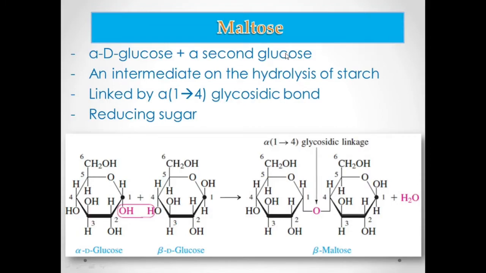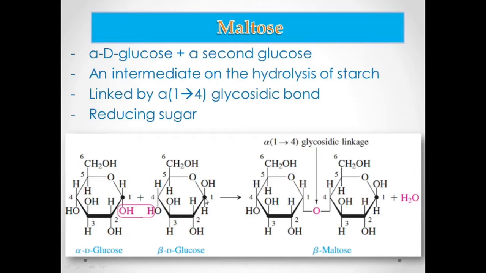This is now the chemical reaction of two monosaccharides. You have your alpha D glucose plus your beta D glucose, that is your second glucose, to form maltose. As you can see, the carbon number 1 of the alpha D glucose is linked with the carbon number 4 of the second glucose. The first monosaccharide is in its alpha position, that is alpha D glucose, so the alpha 1,4 forms the glycosidic linkage between these two monosaccharides.